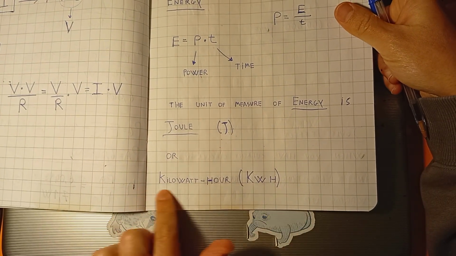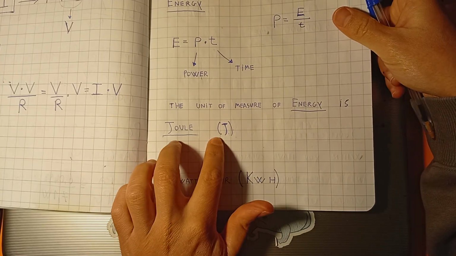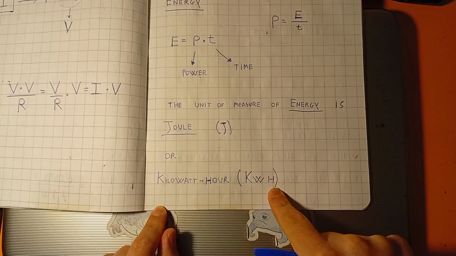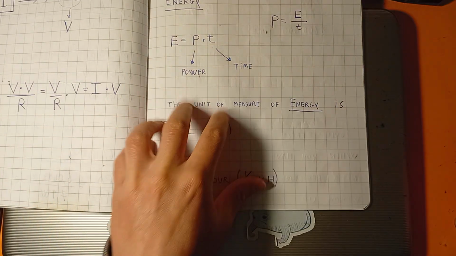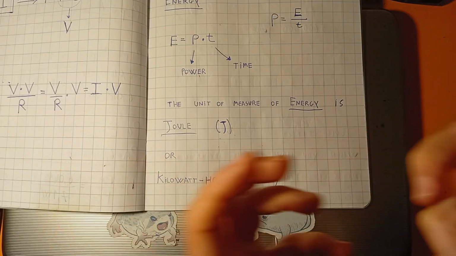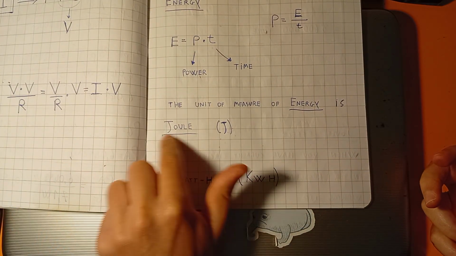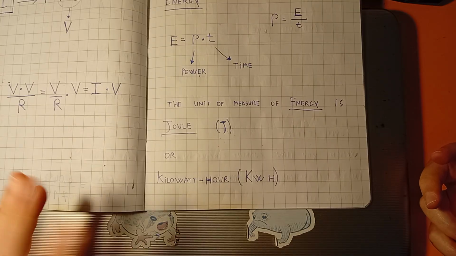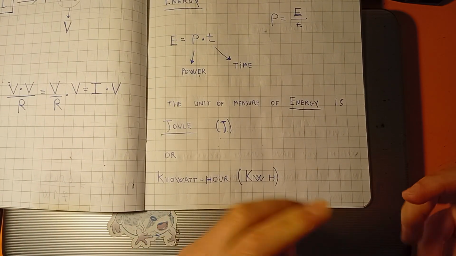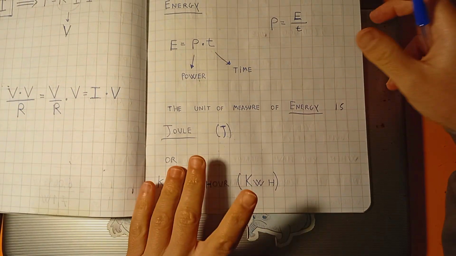Usually it's more convenient to use this representation because if you use this, you will have a very long number, so it's better to use this other one when you are talking about energy in the electronic engineering field. If you're studying just physics, it is better to use joule, but in electronic engineering, it's better to use kilowatt hours, or you will have enormous numbers. It's better to avoid this.